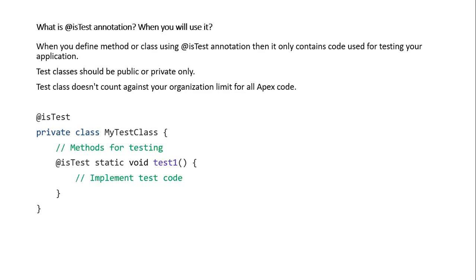The third question is, what is the @isTest annotation and when will you use it? In order to create a test class or methods in a test class, we have to use the @isTest annotation. Here I have mentioned that test classes should be public or private only, and test classes don't count against your organization limit for all Apex code. Nothing but we can write any number of lines in the test classes.